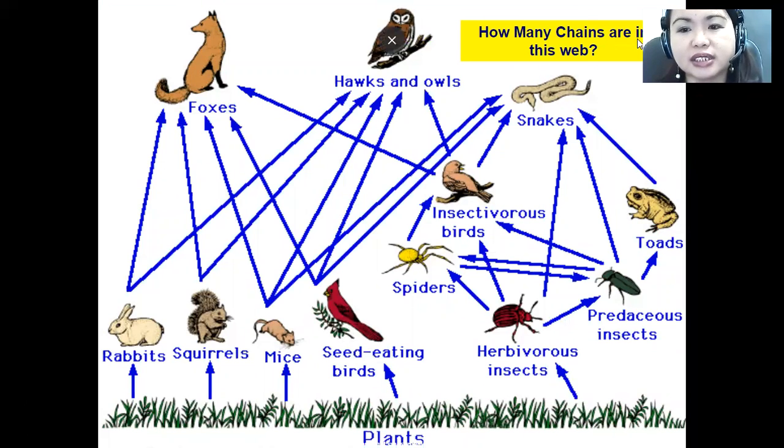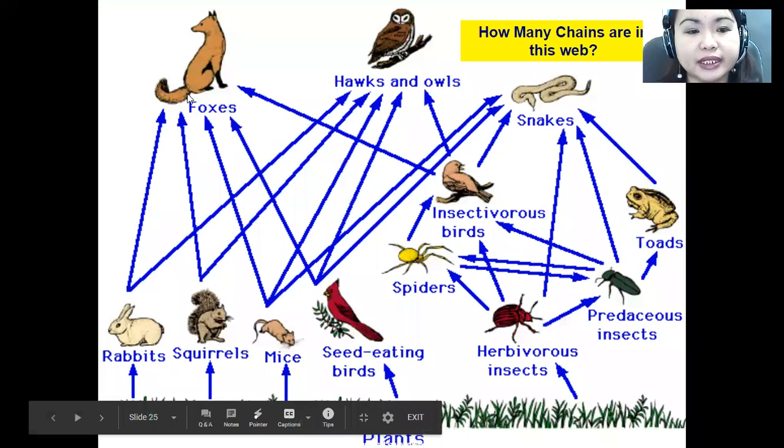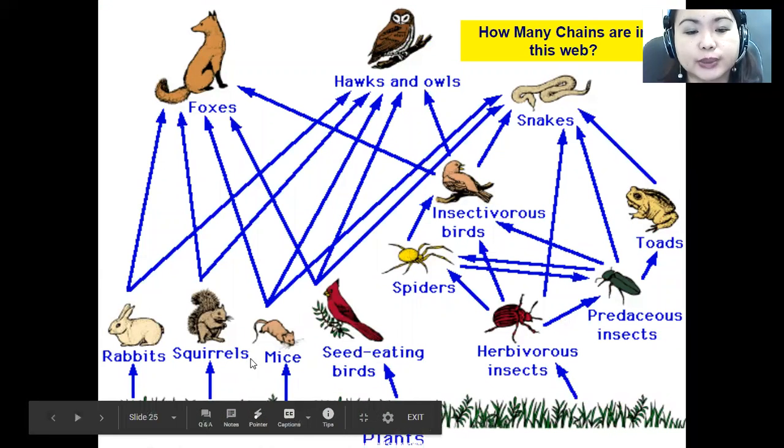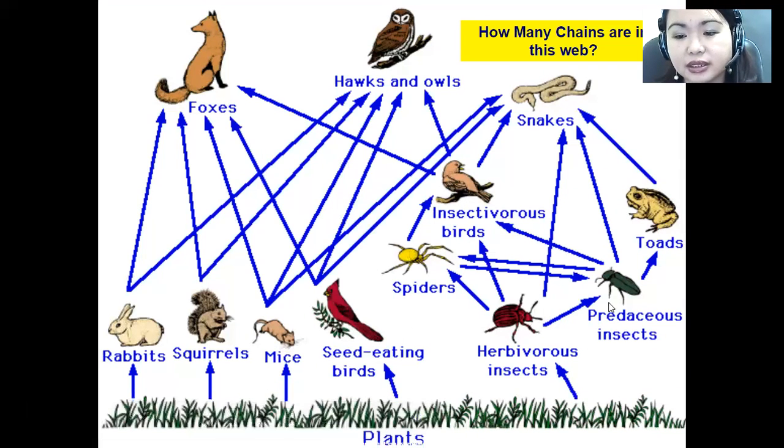So how many chains are in this web? There's a lot, no? From the rabbit and the fox, and the fox and owl. There's a lot: squirrel, mice, birds. Within this one, for instance, the herbivore insects eat the plants, where they can be eaten by spiders or predaceous insects, toads, and all eaten by snakes.